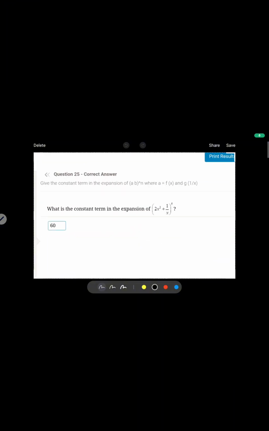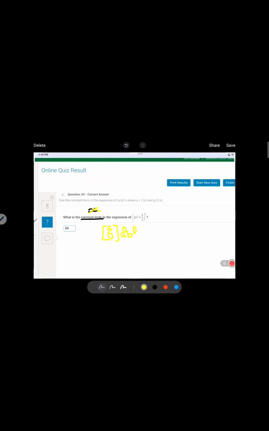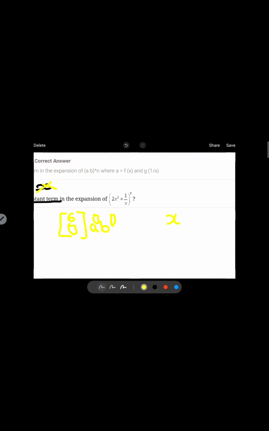For this question, it's very easy. It's the same thing as the other questions, but here they only want the constant term, so they do not want an x. So you need to get rid of the x. First thing you do is 6 here, box here, a here, b here, box here, box here. Done. X squared over x. What do you do now? Put a box. Put a box.